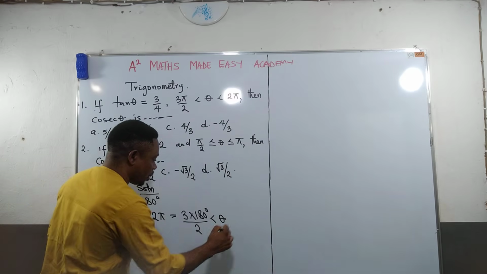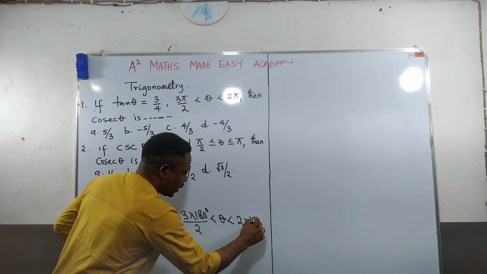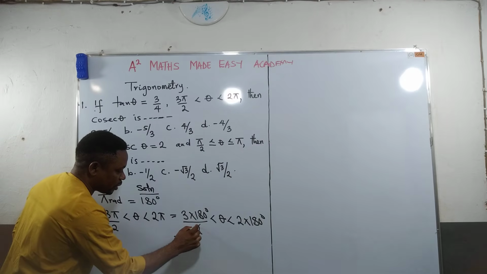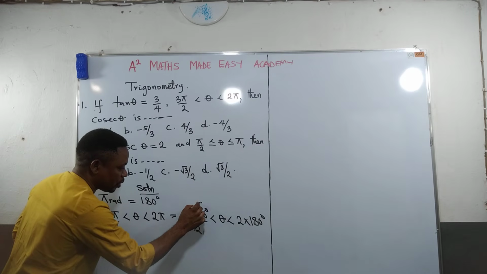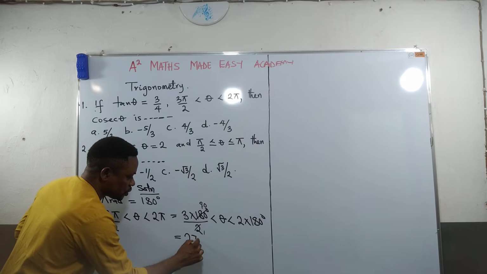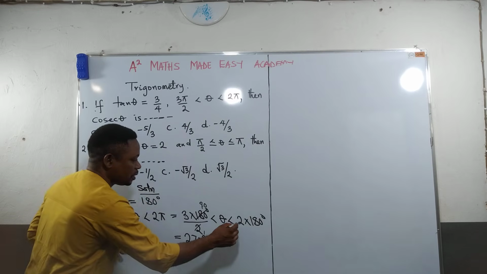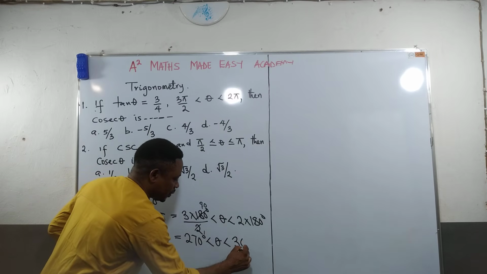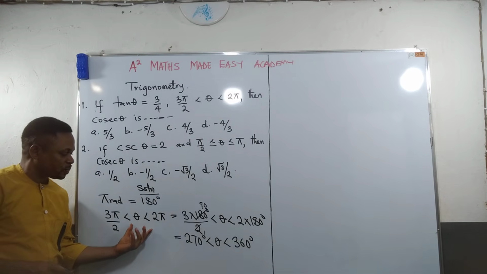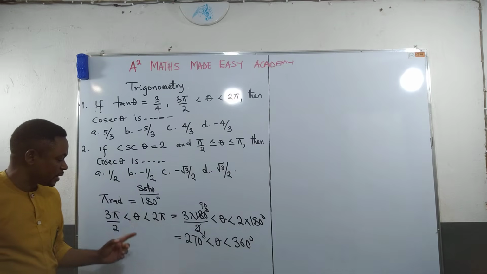Then let's move to the other one. This is also less than 2 times 180 degrees. Now I want you to observe this. You agree with me that 2 here is 1, 2 here is 90. Then 3 times 90 will give us 270 degrees, less than theta, then less than 2 times 180, which is 360 degrees. Now can you see that this is how to convert this expression from radians to degrees?